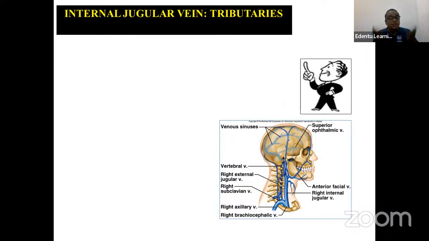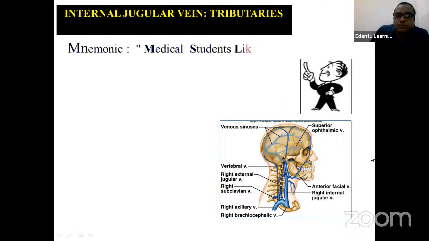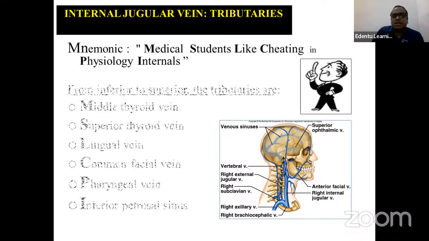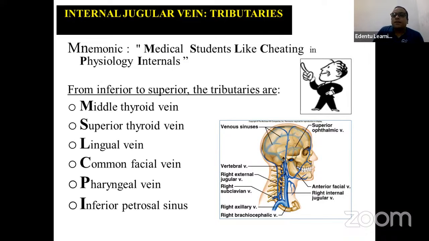Now this is a mnemonic for the internal jugular vein tributaries. What are the tributaries of the internal jugular vein? So there's a mnemonic: Medical students like cheating in physiology internals. Just a mnemonic, there is no meaning for it. Medical students like cheating in physiology internals. So this you can learn.